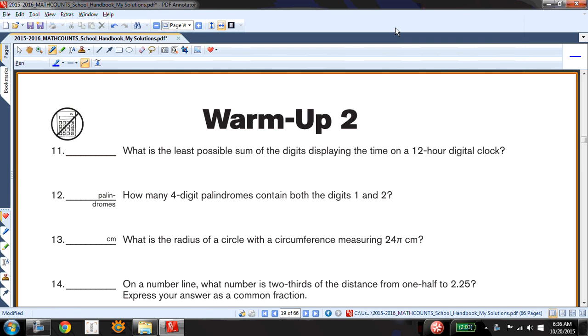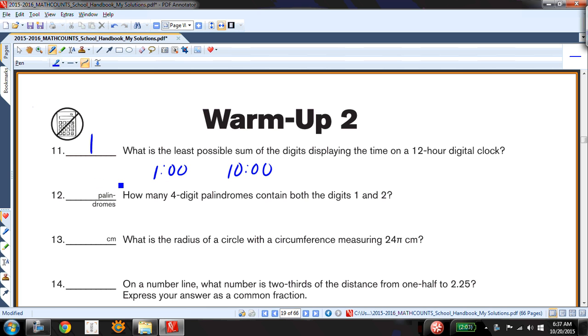Okay, this is warm-up number 2. What is the least possible sum of the digits displaying the time on a 12-hour digital clock? Well, there are only a couple possibilities. You could either have 1 a.m. or 1 p.m. or 10 a.m. or 10 p.m., but in both those cases, the sum of the digits will be 1.